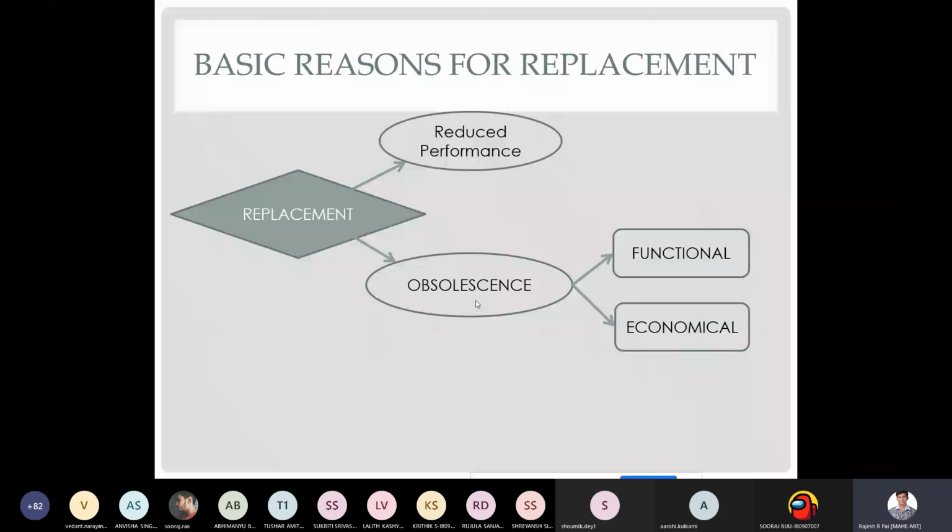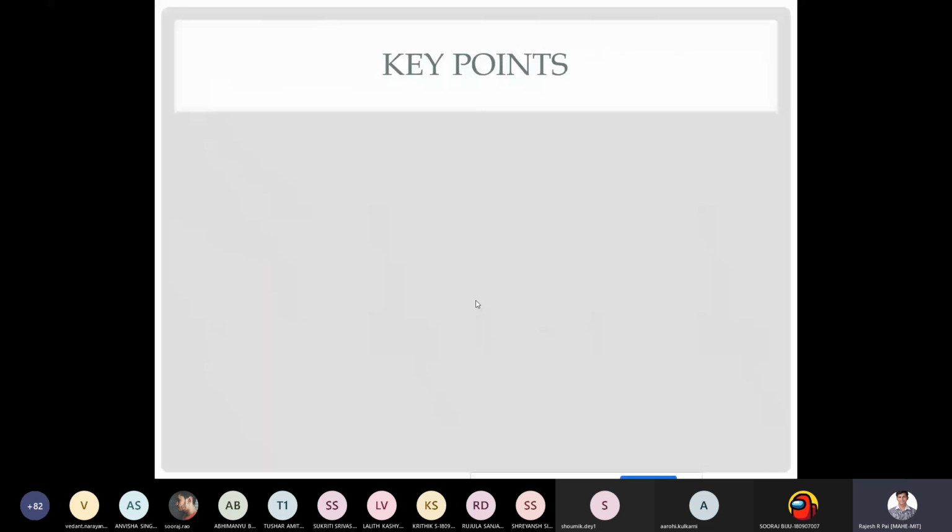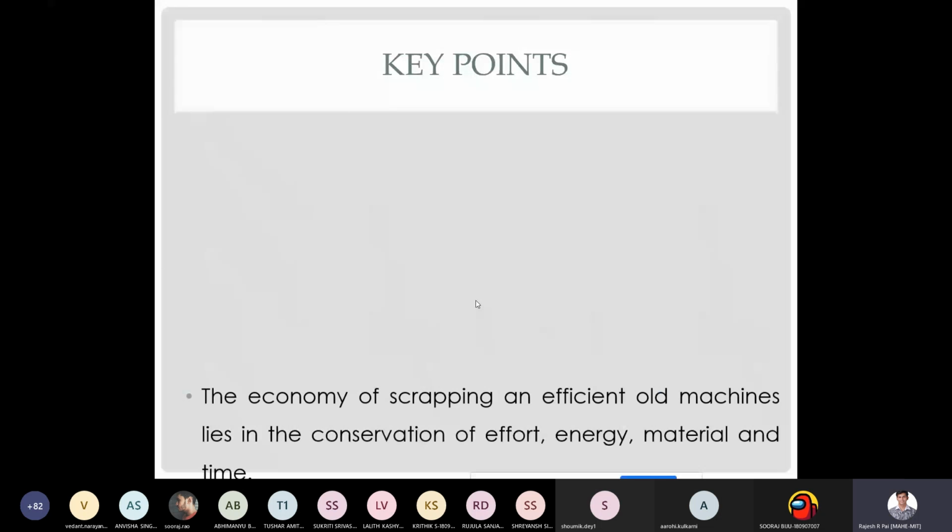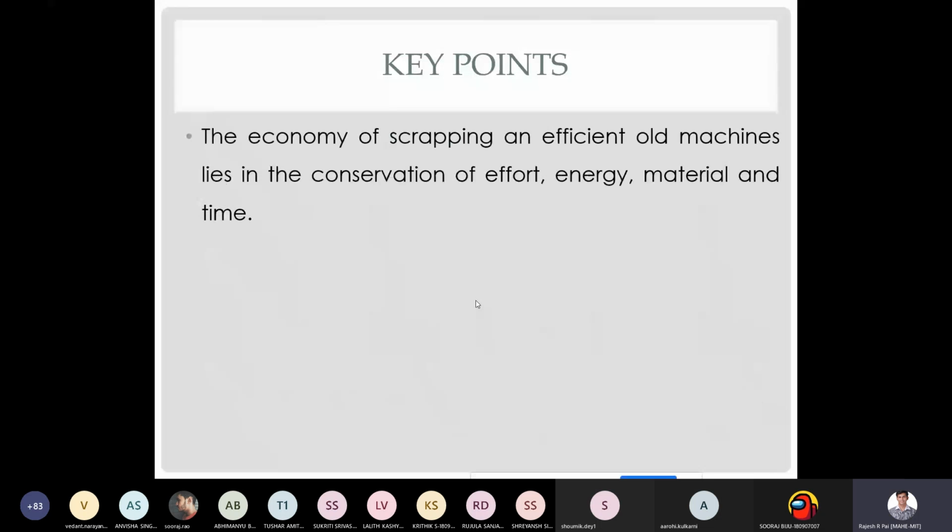Okay, so these are some of the theory part in the case of replacement analysis. Some of the key points which we need to know when we solve the numericals on replacement analysis.